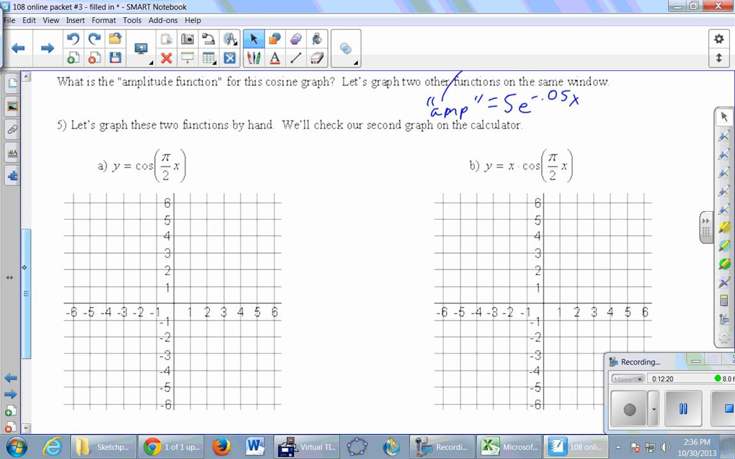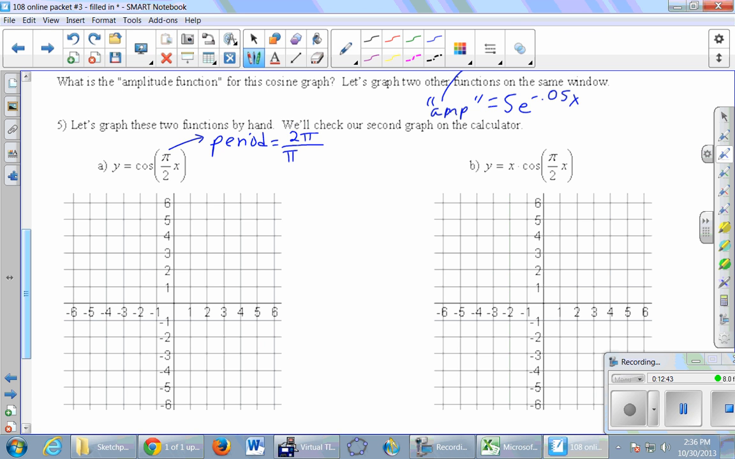Okay, let's try another example of an amplitude type function. Let's graph these two functions by hand. We'll check our second graph on the calculator. All right, so the first one, y equals cosine of pi over 2 x. So that's just an ordinary old cosine function. But what does the pi over 2 affect? That affects the period. And we know the period is 2 pi divided by whatever b is, 2 pi over pi over 2. Clean that up and we see the period is just 4.